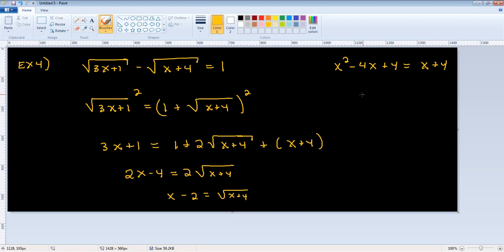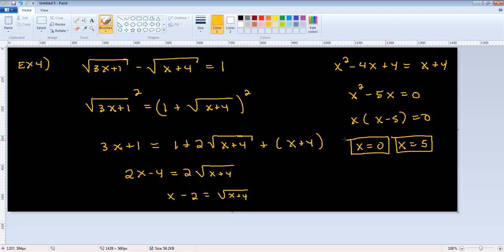If we combine all of our like terms, we should get x squared minus 5x equal to 0. And if you solve this, we get x is equal to 0 and x is equal to 5. Since we squared both sides, we have to check our final answers. It turns out that one of these is false and one is true.